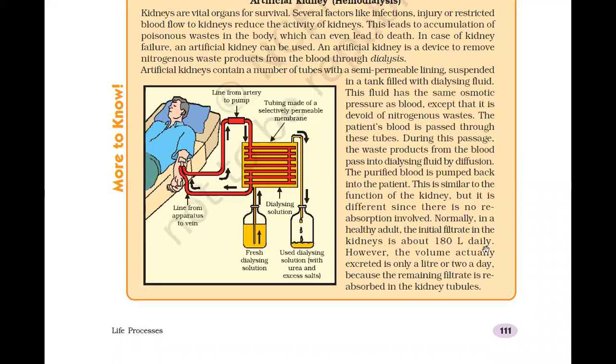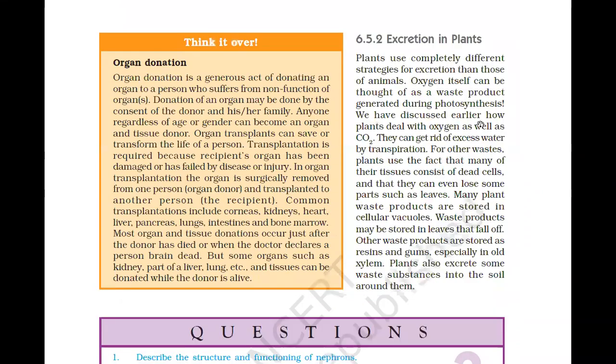Normally, in a healthy adult, the initial filtrate in the kidneys is about 180 liters daily. However, the volume actually excreted is only a liter or two a day because the remaining filtrate is reabsorbed in the kidney tubules. Excretion in plants.